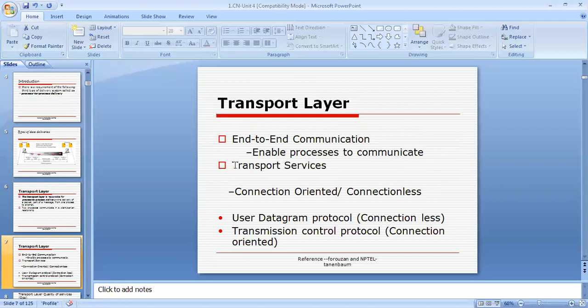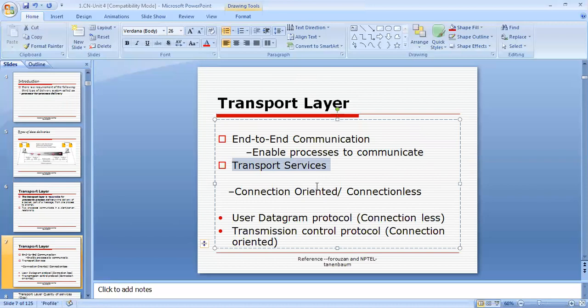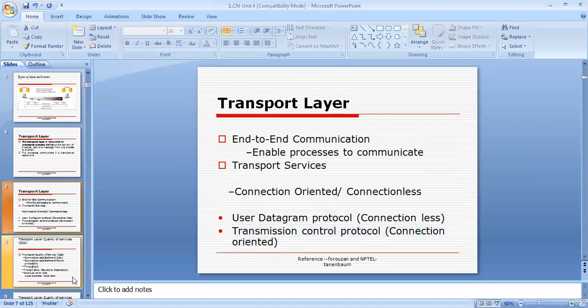Next, the transport layer provides two types of services. First one is called the connection oriented service and second one is called the connection less service. In the TCP/IP model, for the implementation of connection-oriented services, we have defined the TCP protocol. And for implementation of connection-less services, we have defined the UDP protocol. UDP stands for User Datagram Protocol. This is a connection-less protocol in the TCP/IP model, and TCP stands for Transmission Control Protocol. This provides connection-oriented services between the processes.